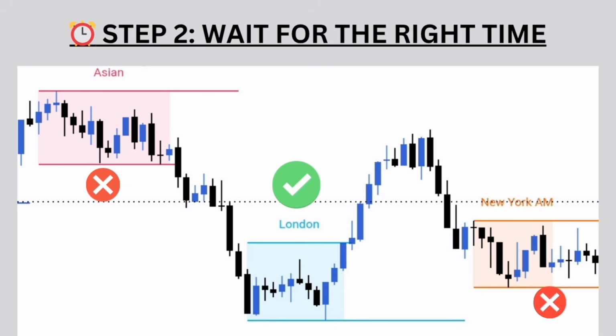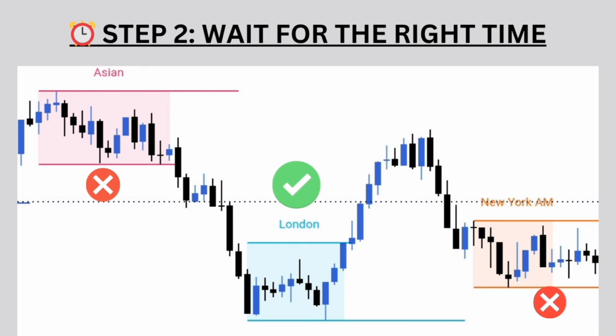We believe that the Asian session is all about ranging, the London session is all about manipulating, and the New York AM or New York PM is all about distribution. So for you to be able to catch a perfect move, you need to set yourself in a perfect time and a perfect area of trading. The Asian session is not normally traded because of its high ranging momentum. We don't trade that because there's no need of trading it.